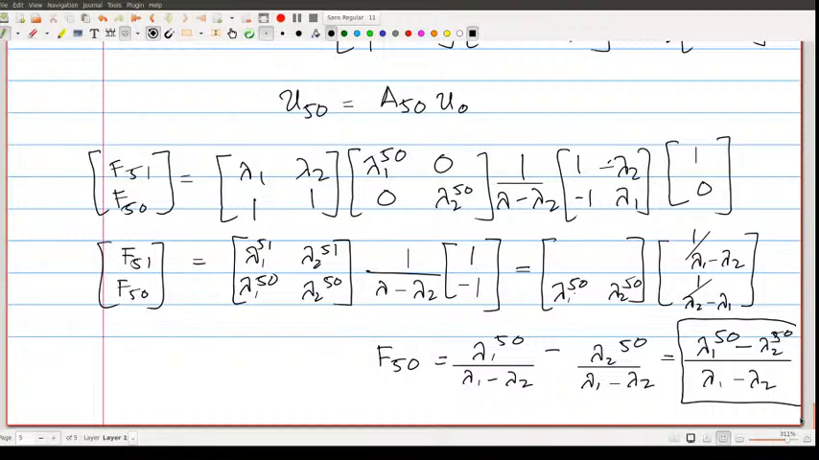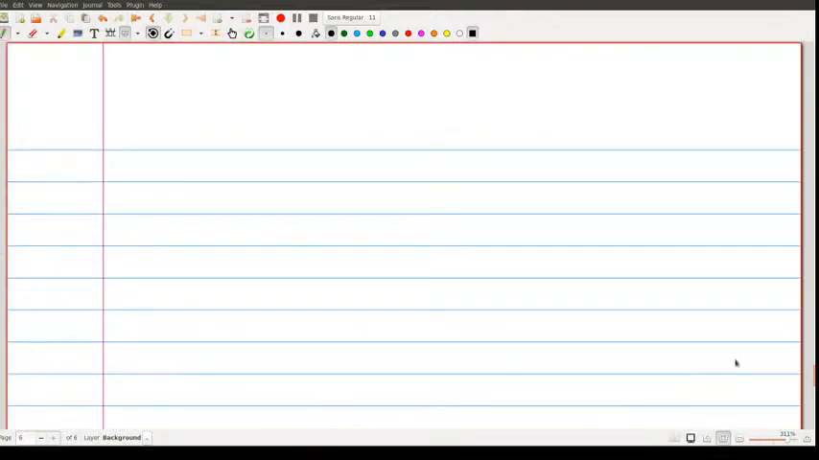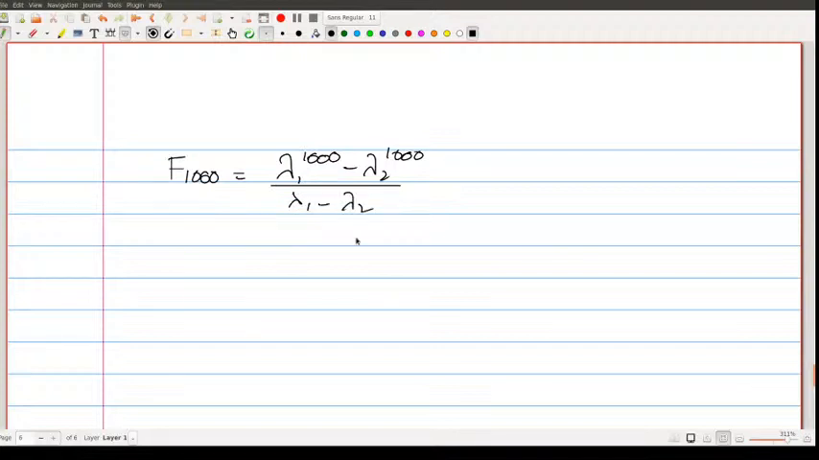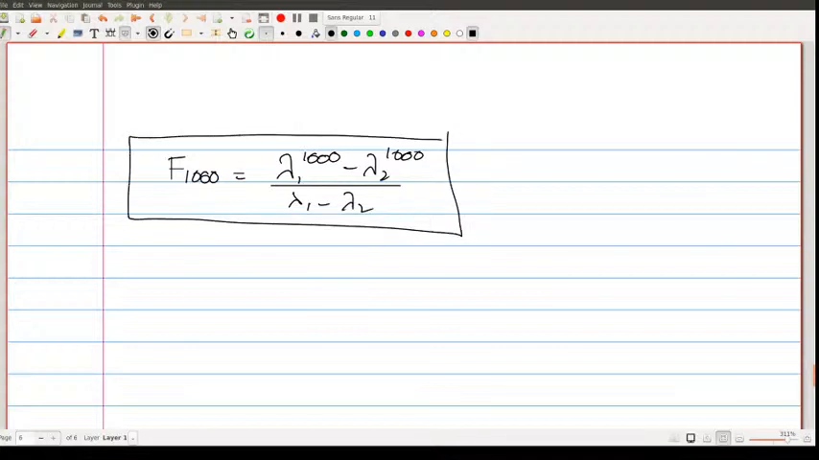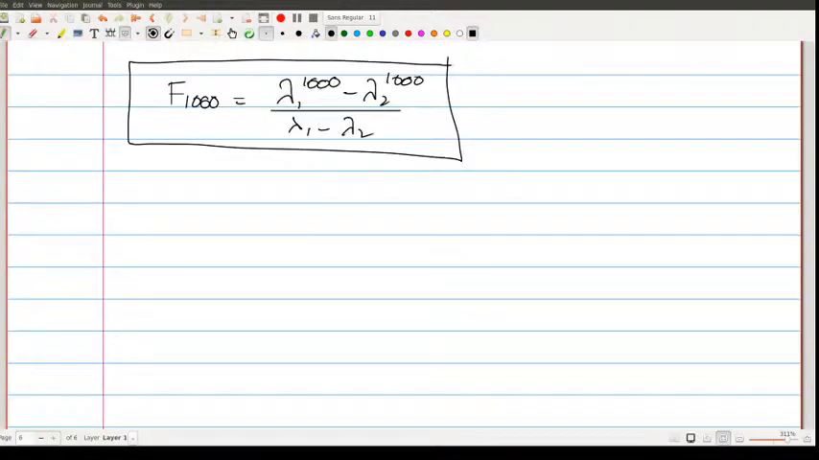And that's how. Now, maybe till F50 you could have gotten here faster than I have, but I can use the same formula for F1000 as well, right? It will just be lambda 1 to the 1000 minus lambda 2 to the 1000 divided by lambda 1 minus lambda 2. So this difference of eigenvalues is playing a role in the Fibonacci numbers. So that's the application on Fibonacci numbers. And really it's an application on any sort of system that you can write in terms of u k plus 1 equals A u k.